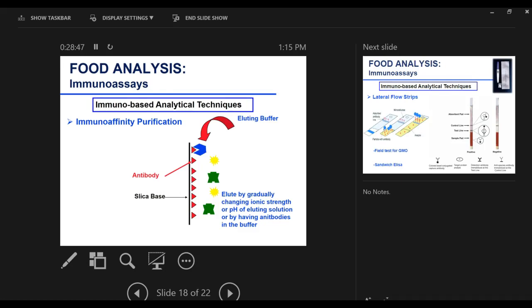Okay. So we can use chromatography, like I said, to purify antigens using antibodies on your stationary phase. Or you can use antigen instead on your stationary phase and isolate antibodies for analysis.